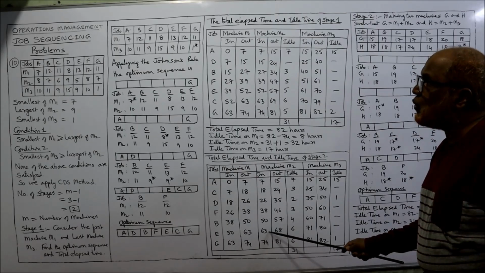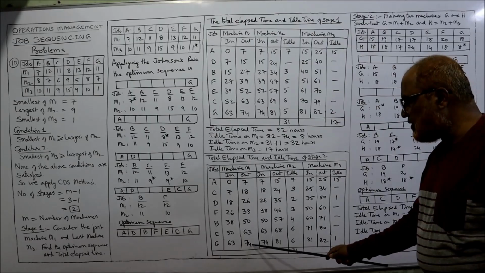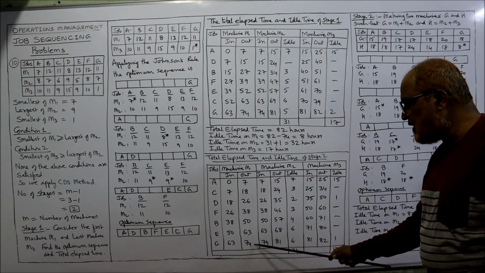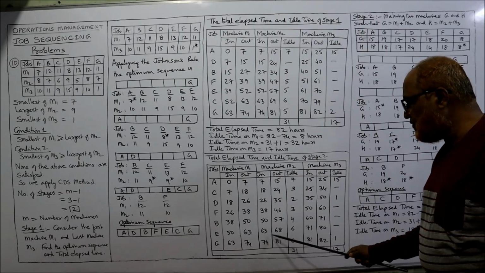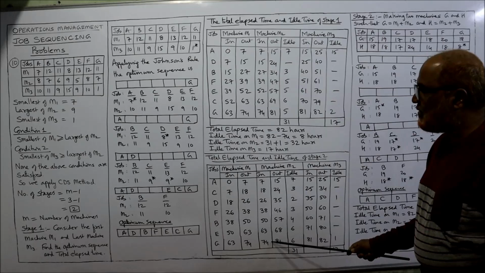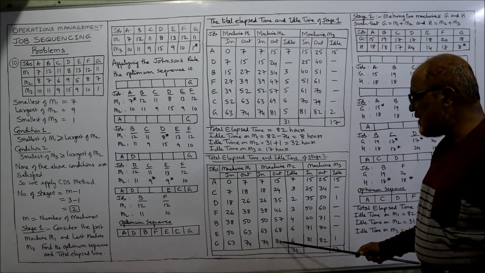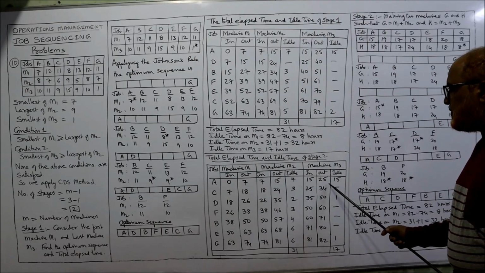What is EM2? 5. 63 plus 5, 68. 68 or 74, whichever is higher, 74 is higher. So there is idle time, 6 hours. 74 minus 68, 6 hours. What is GM2? 7. 74 plus 7, 81. That's it.